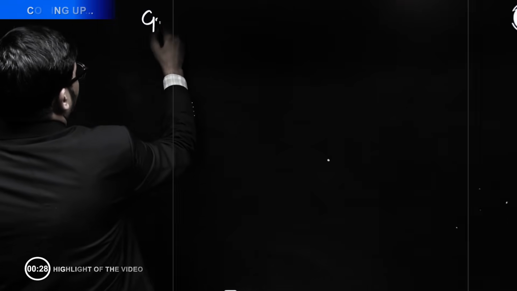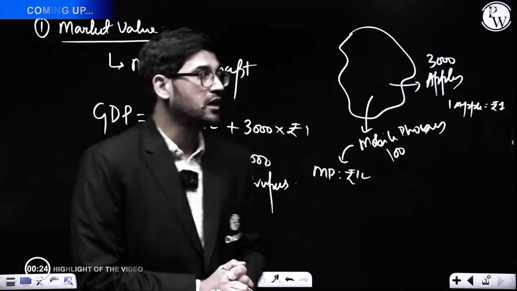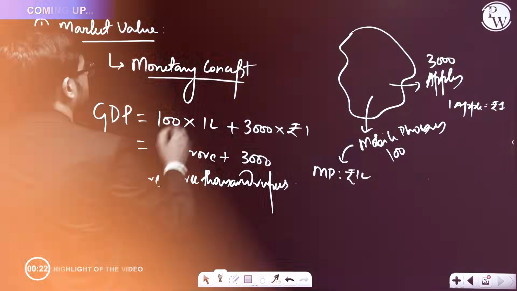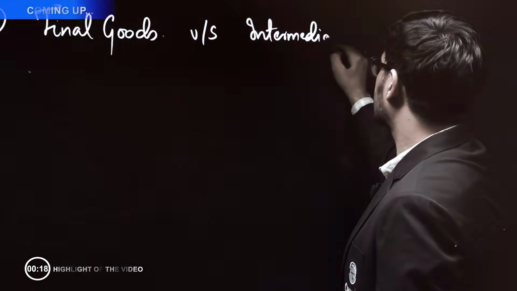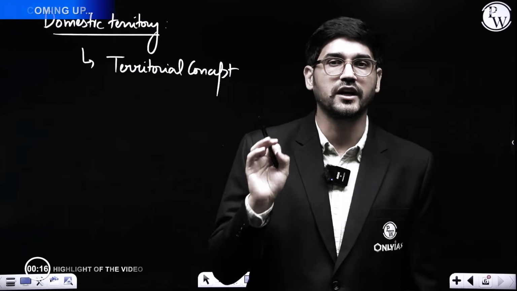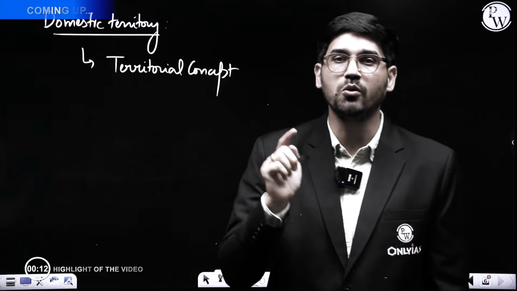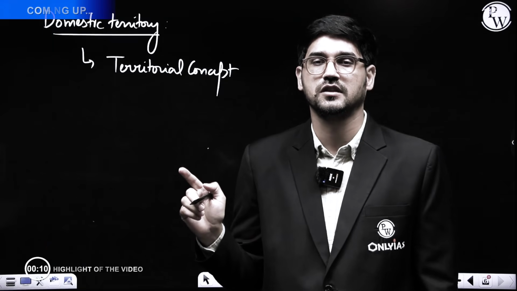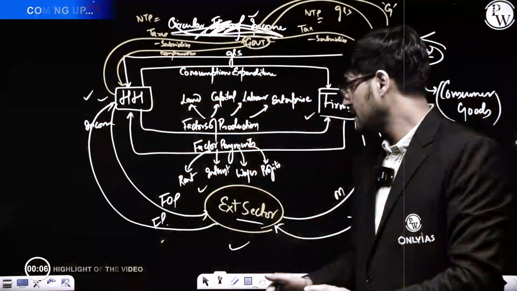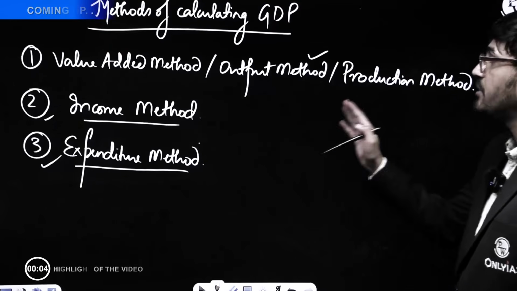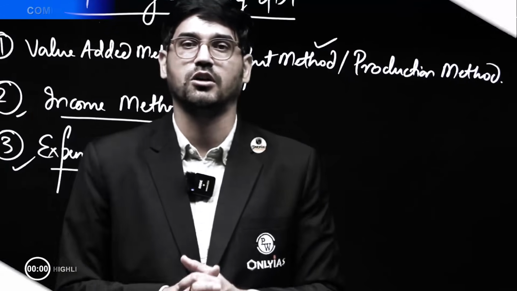What is gross domestic product of an economy? GDP is a monetary concept. Final goods versus what we call intermediate goods. In the definition of GDP, if you look at it closely, you will not see that we are concerned with who is producing these final goods and services. What we are concerned with is where are they being produced. These are the three methods of estimating or arriving at or calculating the gross domestic product of an economy.